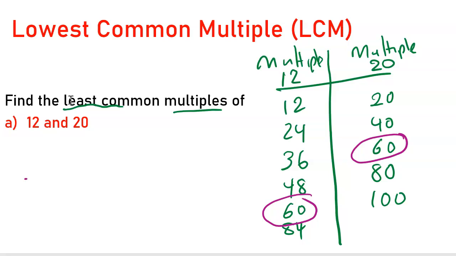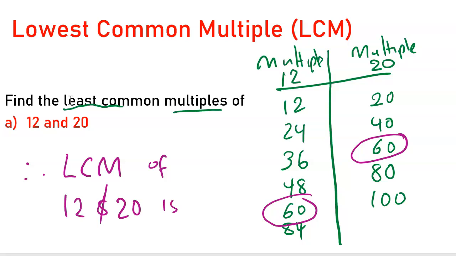Therefore, the least common multiple of 12 and 20 is 60. Okay, so in general what you have to do is find the multiples of 12 and also find the multiples of 20, and then look for the least common number. In this case it is 60.